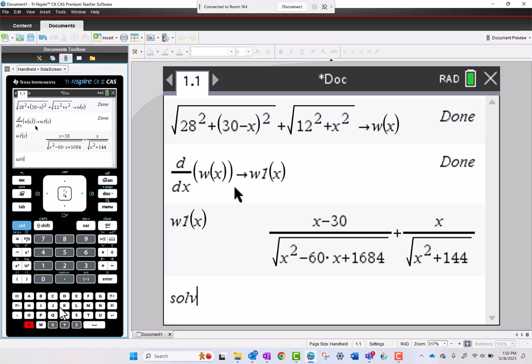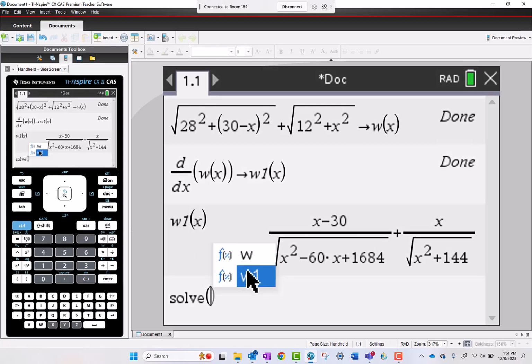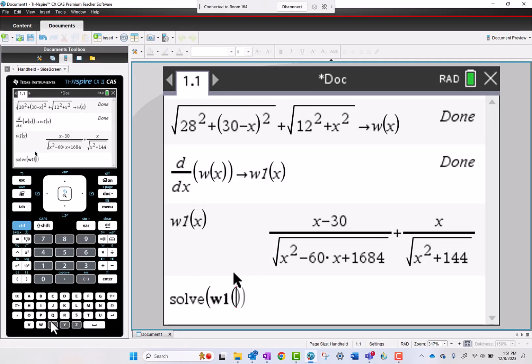Solve, and then what do we want? We want W. We were setting the first derivative equal to 0, right? So we want to get that first derivative of X. We want it to be equal to 0. Where's my equal? There. And we want it to do X. There we go.